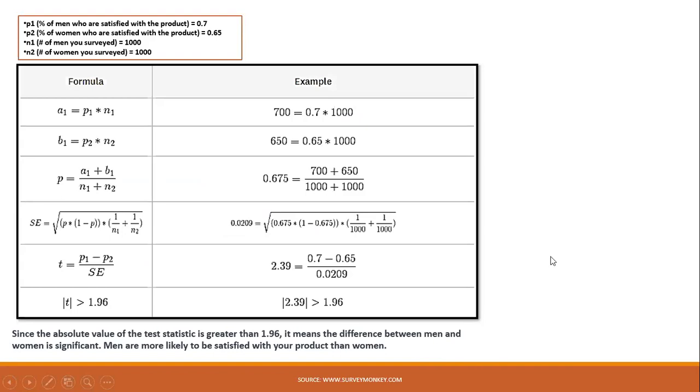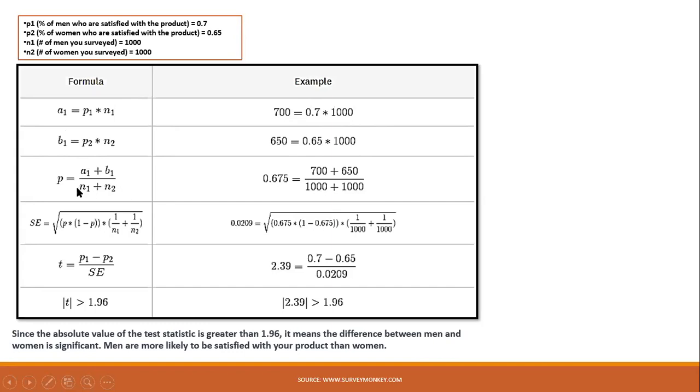Okay, now let's try to calculate using the formula earlier. So this is the formula. A1, 700, equals P1, 0.7, the proportion of men who were satisfied, times the total respondents, which is 1,000. Now for women, B1, 650, that's 0.65 times 1,000. So this means 700 men were satisfied, 650 women were satisfied.